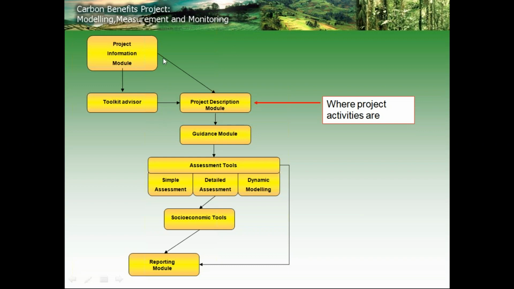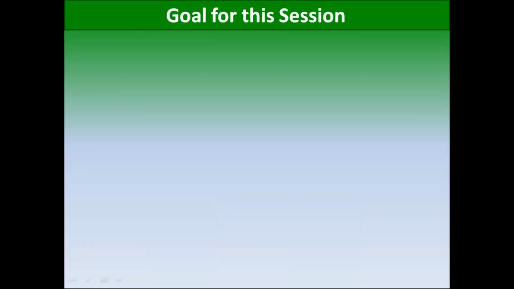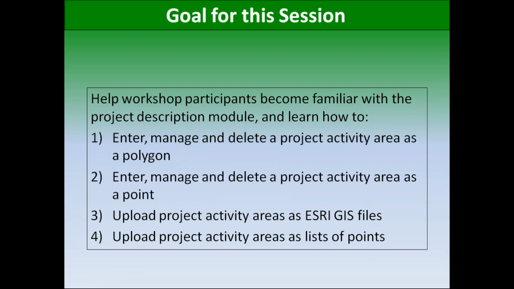Okay, so once you've put in your basic information about your project, you'd then be at what we call the project description module. So this is the place where you describe spatially where your project activities are taking place. So the goal for this section is to help workshop participants to become familiar with the project description module and to learn how to enter, manage and delete a project activity area as a polygon, to enter, manage and delete a project activity area as a point, to upload project activity areas as a GIS file, and to upload project activity areas as a list of points. So you can see there's several different ways that you can get your spatial information into the system.